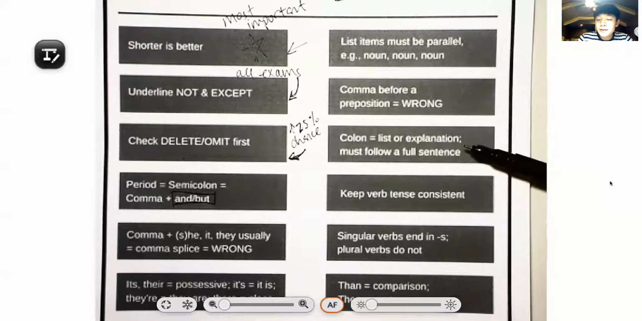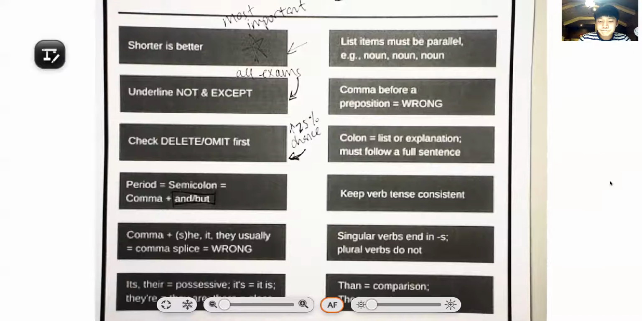Colon equals list or explanation must follow a full sentence. So you cannot put a colon in the middle of two clauses, for example. That's not a good separation. Your colon always needs to come before a list or an explanation of the thing that came before the colon. If you're saying, well, these are my favorite snacks, and then you put a colon and list your favorite snacks, that's perfect. But if you put an incomplete sentence before the colon and expect to finish it after the colon, that's wrong. You could even be listing stuff after the colon and then continue with your sentence, and that's still wrong.